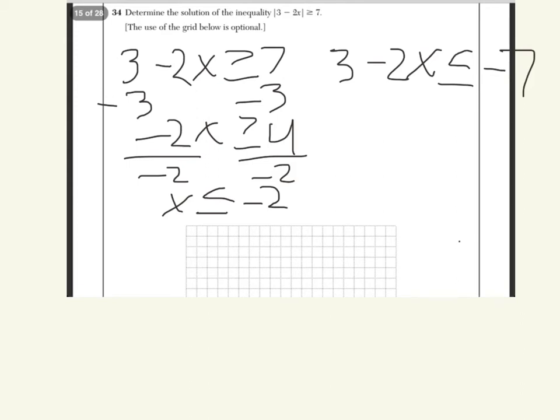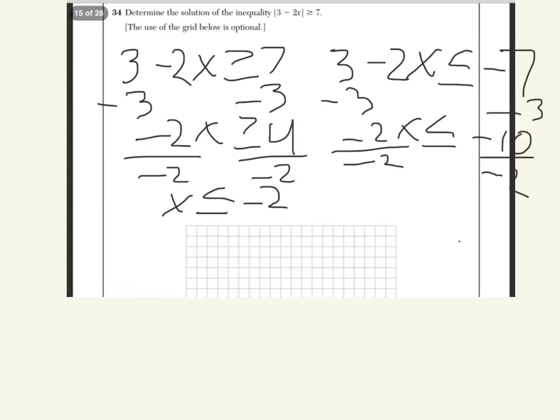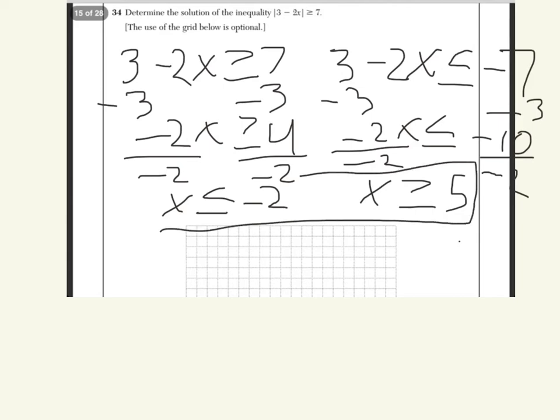Now, on the second side, you also subtract 3. That leaves you with negative 2x is less than or equal to negative 10. Divide by negative 2, and if we remember from the other side, because we are dividing by a negative number, we must flip the sign again. So you have x is greater than or equal to 5. And those two relations are the solution to the inequality.